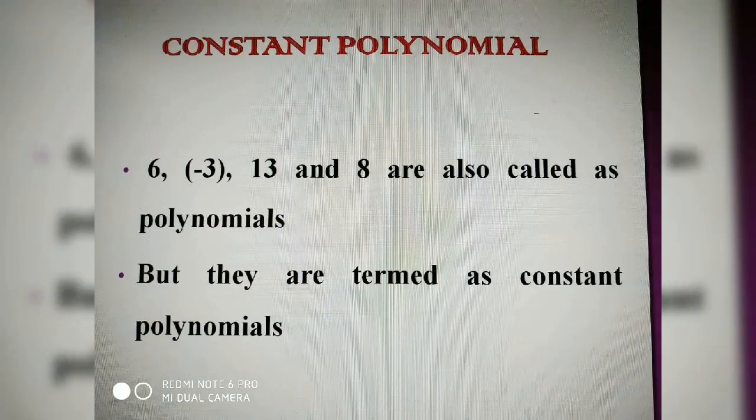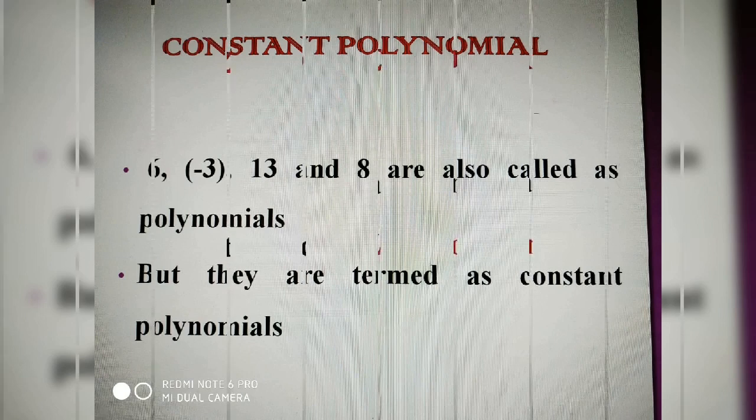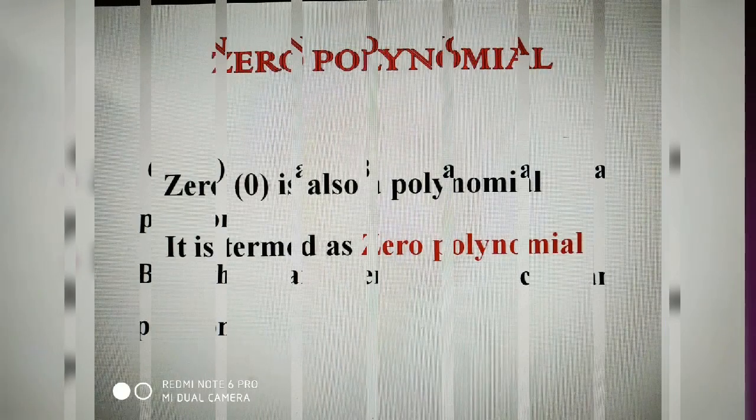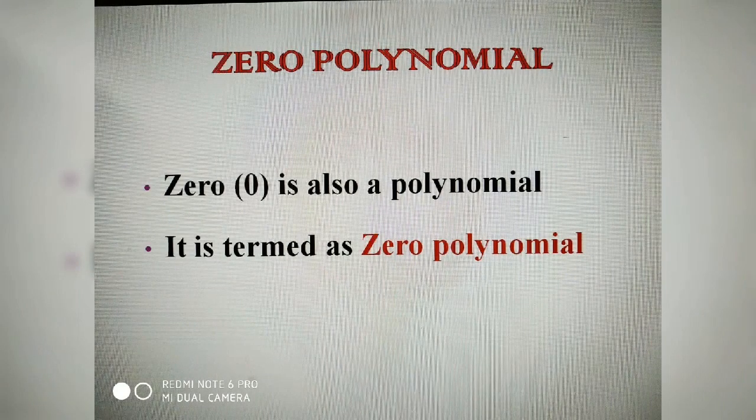Then what is a constant polynomial? 6, minus 3, 13, 8, any other real numbers are also called polynomials, but they are termed constant polynomials. And what do you mean by zero polynomial? The number 0 is also a polynomial, but it is termed the zero polynomial.